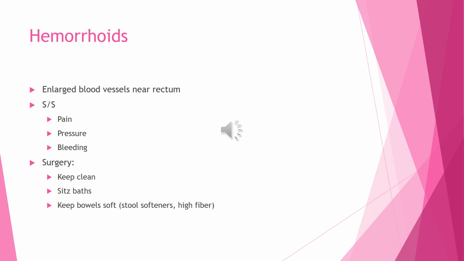Hemorrhoids are enlarged blood vessels near the rectum. A lot of times they happen from straining to have a bowel movement, or with pregnancy because of the added pelvic pressure. Sometimes these just don't bother people at all. Some people have pain, pressure, and bleeding. There are many over-the-counter preparations that they can use topically to help. However, sometimes people have to have surgery to have them removed.